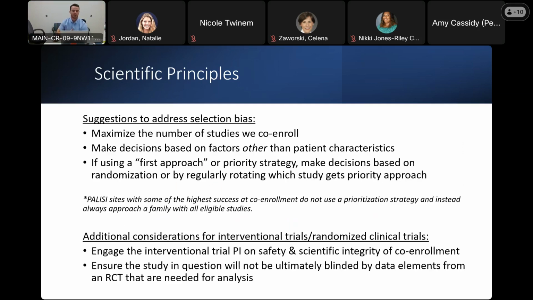To go on, some suggestions that address the selection bias are to maximize the number of studies we co-enroll for, make decisions based on factors other than patient characteristics, and if using a first approach or priority strategy, make decisions based on randomization or by regularly rotating which study gets priority approach.